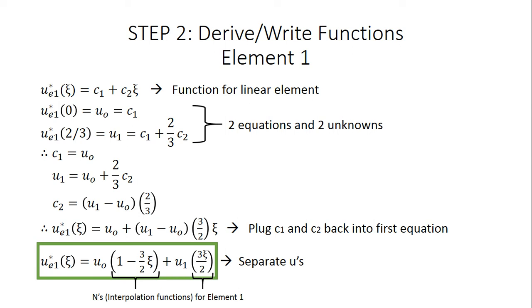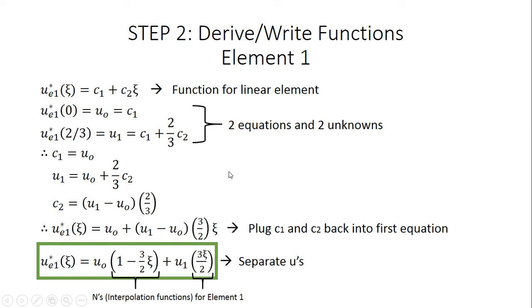Now the next step in the process is to derive or write the functions for each of the elements. So we are going to start with element 1. We are going to begin by using that first equation, which is ue1 star of z equals c1 plus c2z, and we are using this because this is the function for linear elements. And then we know that element 1 goes from 0 to 2/3, so we are going to plug in z equal to 0 and z equal to 2/3 into that equation, which leaves us with these 2 equations here.